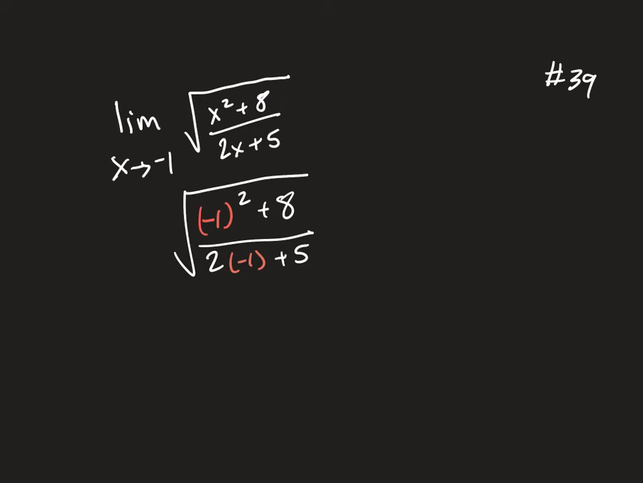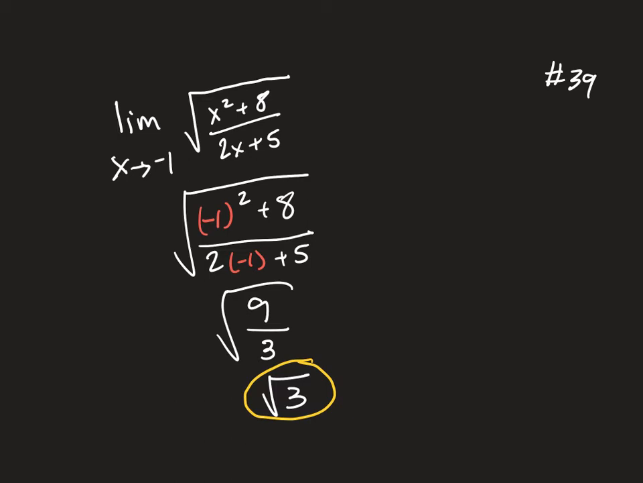So 1 plus 8 is 9. And -2 plus 5 is 3. And we're taking the square root of that. And 9 divided by 3 is 3. So the end result for this limit is the square root of 3. And so that's the value of this limit. And again, when you can do substitution and you get a value, you're done.